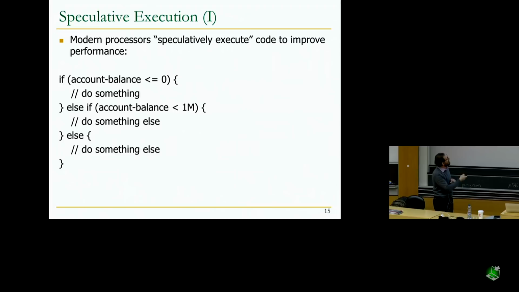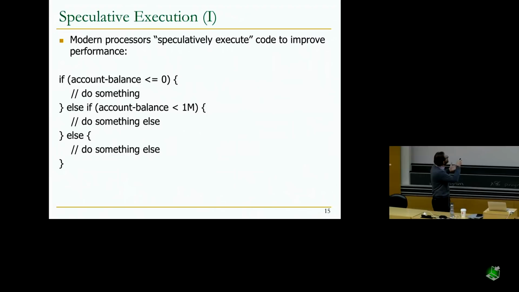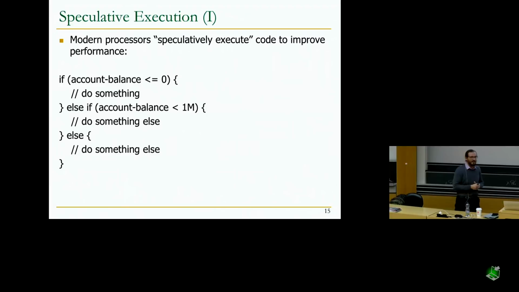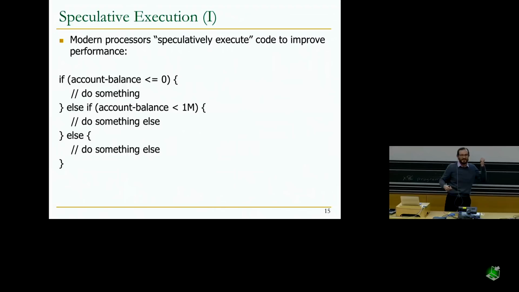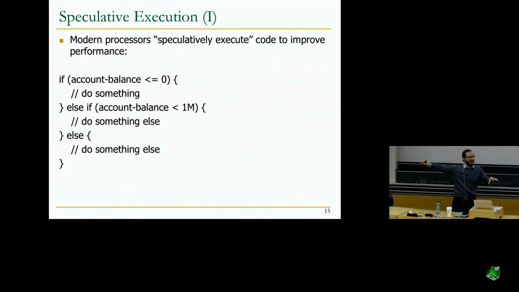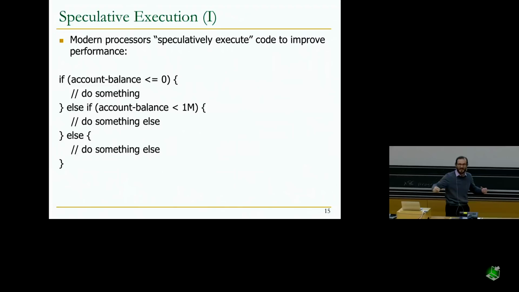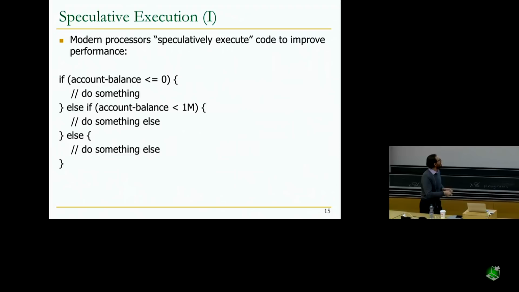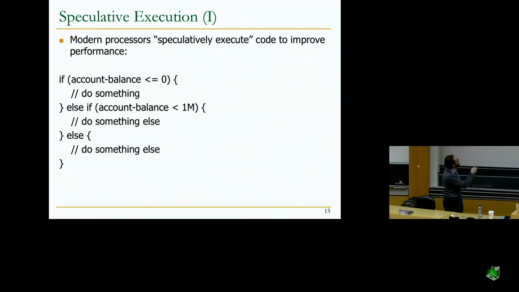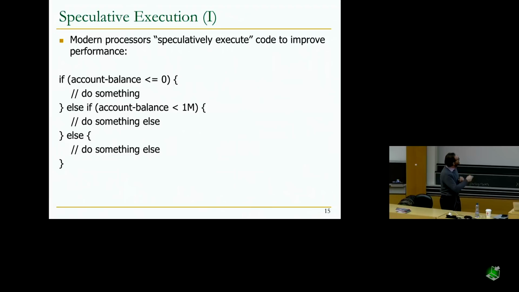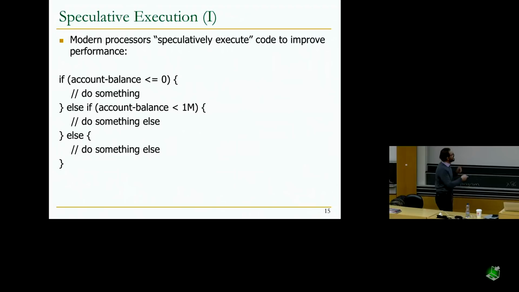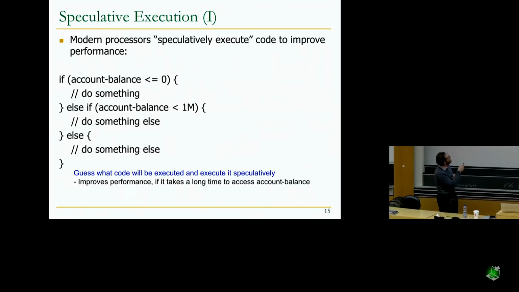Well, you may ask, why does the processor not know what the account balance is? Why does it have to predict? Just like what we've discussed, if you're going on a trip and you don't know what's going to happen, the processor has a similar thing, because the account balance may be stored far away, somewhere else. You're processing this code, it requires the account balance, and it may be stored in the cloud, so it takes a long time to access. Or it may be stored in the SSD, which still takes a long time to access, because it's much slower than the processor's memory itself. So you need to speculatively execute so that while waiting for the account balance, you do something. If your prediction was correct, you're fast. If your prediction is not correct, you roll back. So basically, guess what code will be executed and execute it speculatively. It improves performance if it takes a long time to access the account balance, as I just said.